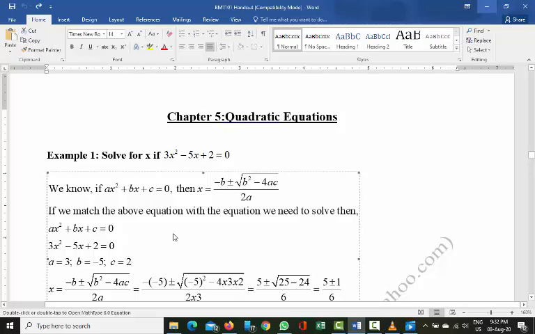So if you have an equation like ax square plus bx plus c is equal to 0, then you can use this formula to calculate the value of x. The formula is x is equal to minus b plus minus root over b square minus 4ac, divided by 2a.